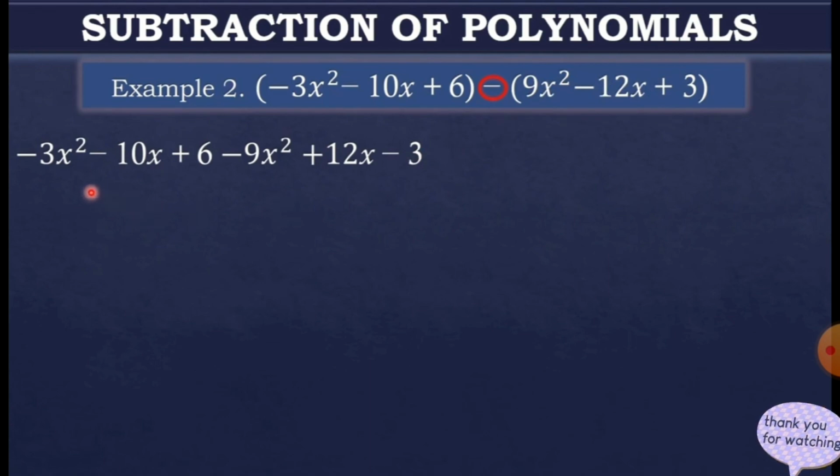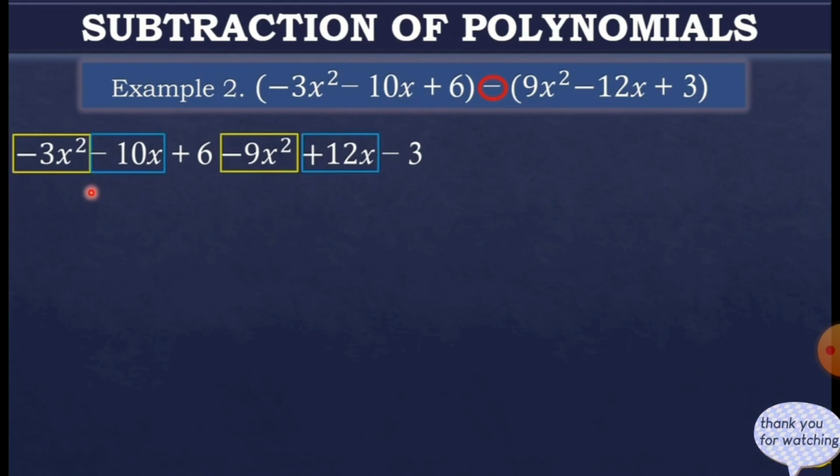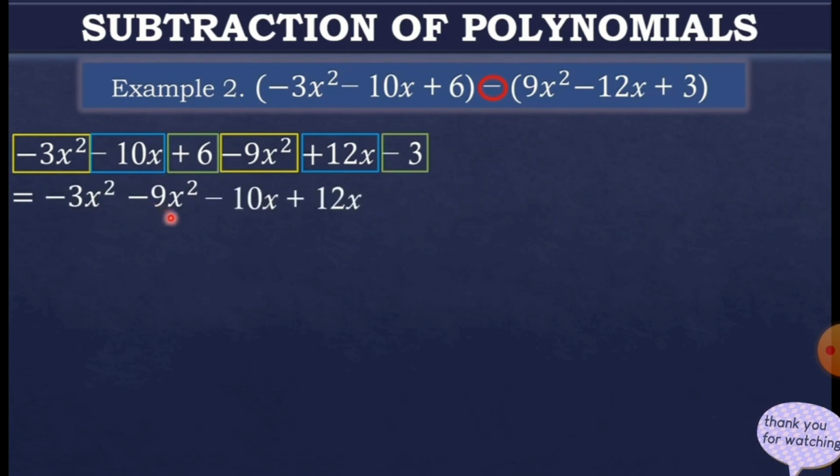Okay? So the first expression, just simply copy. And then step 2, we have to find the like terms. Okay? You can see the boxes. So they are paired. So partners sila. So, negative 3x squared and negative 9x squared. So, sila yung partner kasi sila yung like terms.